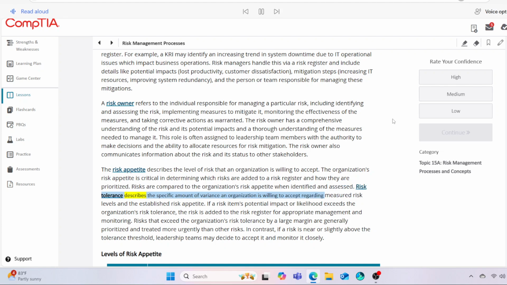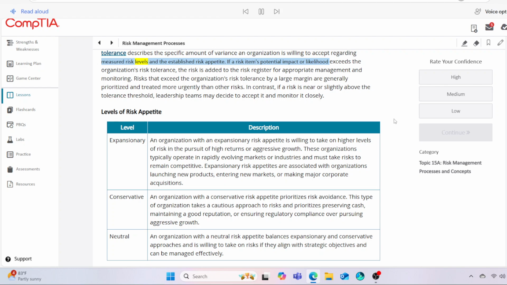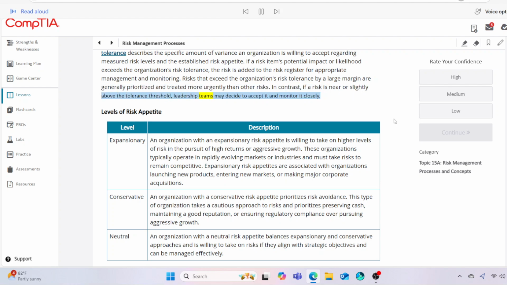Risk tolerance describes the specific amount of variance an organization is willing to accept regarding measured risk levels and the established risk appetite. If a risk item's potential impact or likelihood exceeds the organization's risk tolerance, the risk is added to the risk register for appropriate management and monitoring. Risks that exceed the organization's risk tolerance by a large margin are generally prioritized and treated more urgently than other risks. In contrast, if a risk is near or slightly above the tolerance threshold, leadership teams may decide to accept it and monitor it closely.